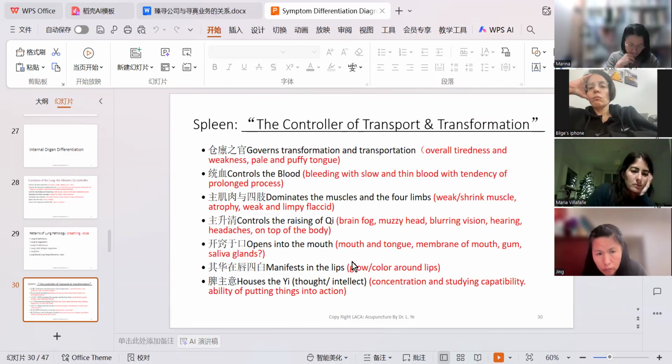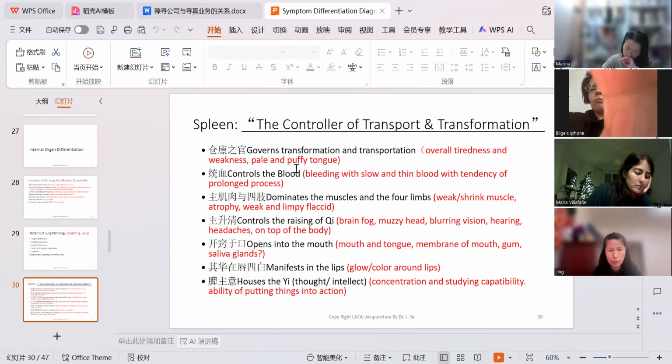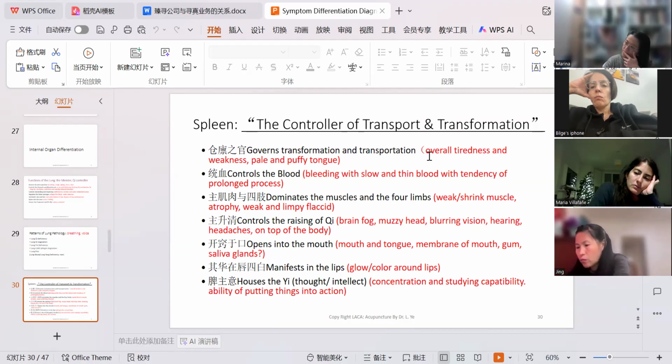So next is the spleen, the controller of transport and transformation. So the spleen governs transformation and transportation. If it doesn't transform, it doesn't produce enough blood and qi, so it leads to tiredness and weakness. And then if it doesn't move the transportation properly, it causes water retention. So then it causes a puffy tongue, and overall puffiness.